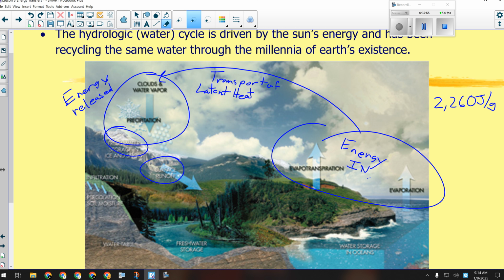So you do still need to know the parts of the water cycle, but most importantly, you need to know where the energy goes in and where it comes out. Okay, questions on that?